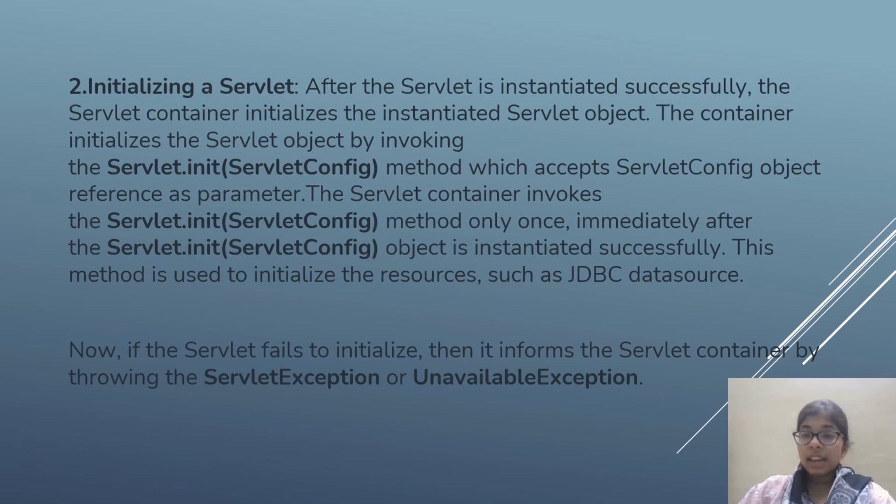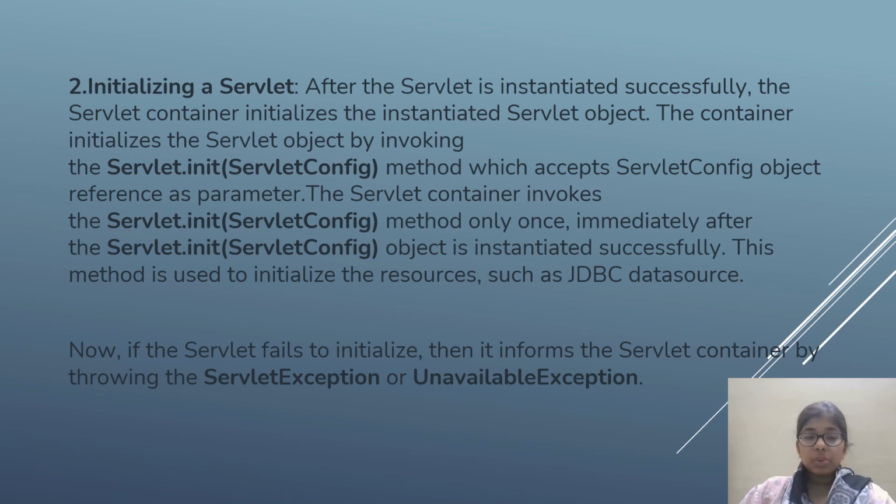After a servlet is instantiated successfully, the servlet container initializes the instantiated servlet object. The container initializes the servlet object by invoking the Servlet.init(ServletConfig) method, which accepts a ServletConfig object reference as parameter. The servlet container invokes the Servlet.init(ServletConfig) method only once, immediately after the servlet object is instantiated successfully.